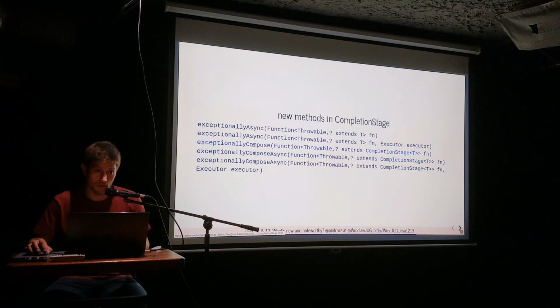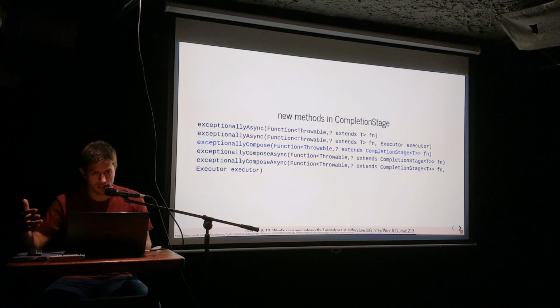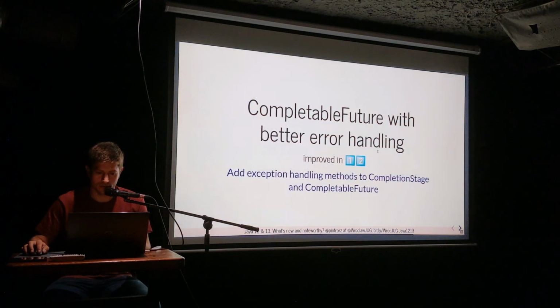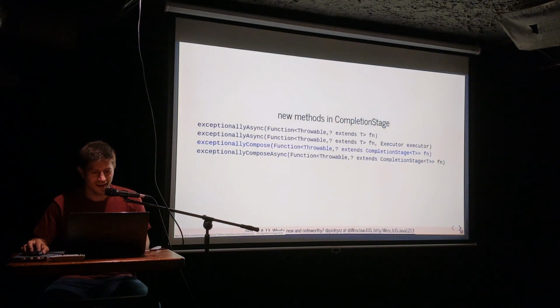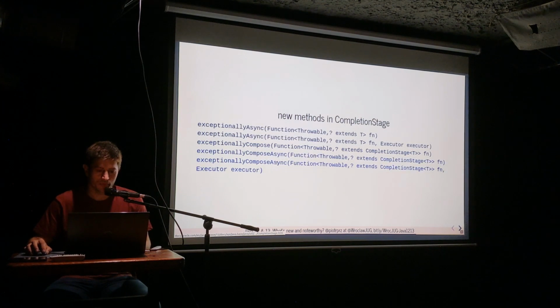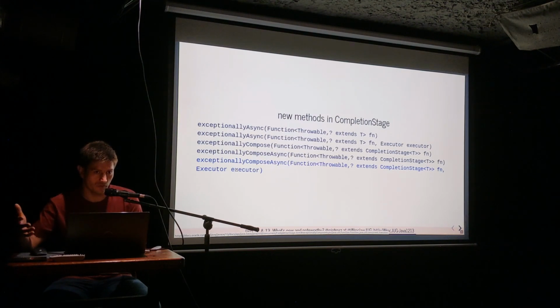There's exceptionallyCompose, also a new method. So when this exception happens, this throwable, then we can combine it, or let's say, okay, then I want to try this other completion stage, or what's it called? CompletableFuture. Sorry. And then there are these two, so we can do that asynchronously. And again, we can also select a different, distinct executor service instead of, let's say, the default fork join pool.